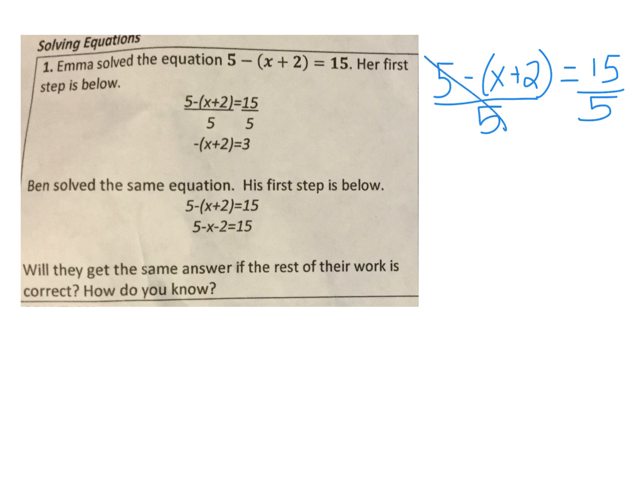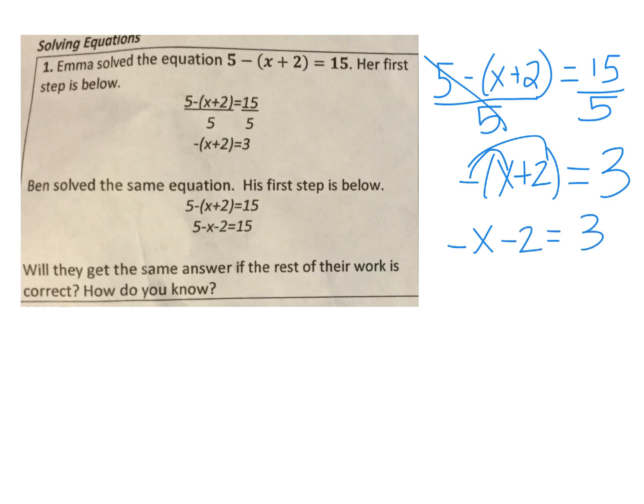So she's going to get rid of those 5s, leaving us with negative x plus 2 is equal to 15 divided by 5, which is 3. And so to solve this, we can go ahead and change that into negative x minus 2 is equal to 3. She's going to add 3 to both sides.